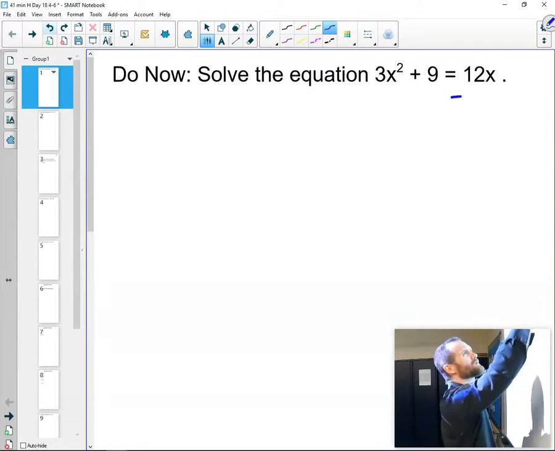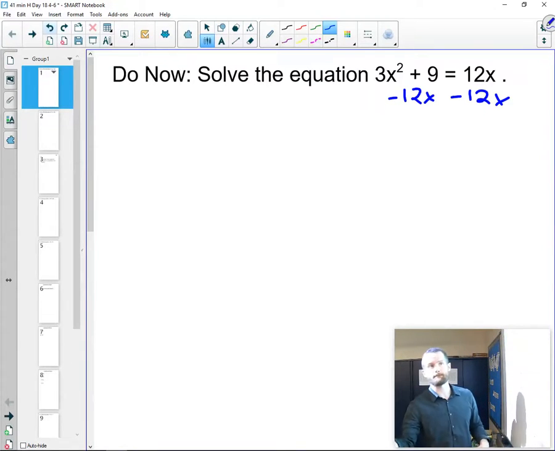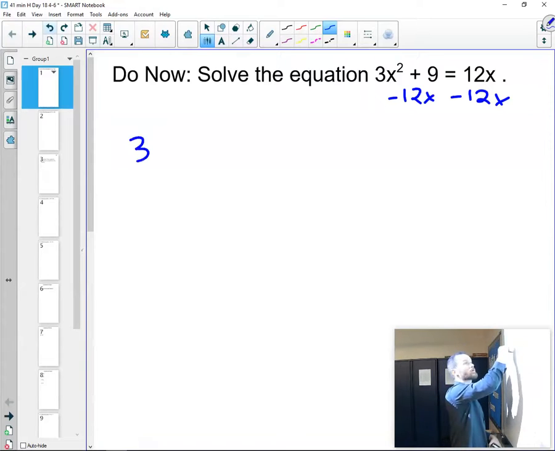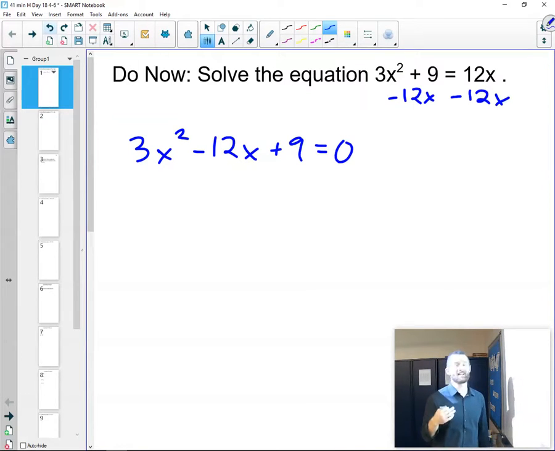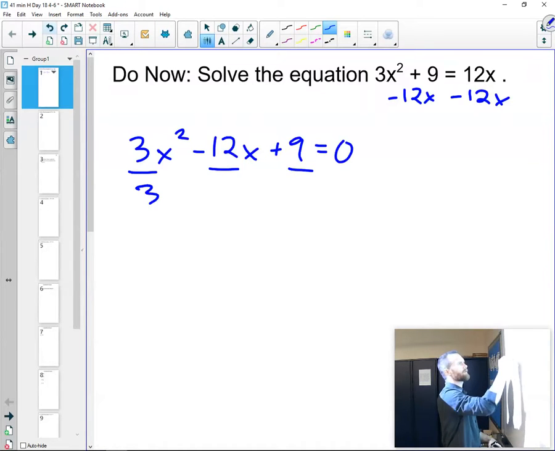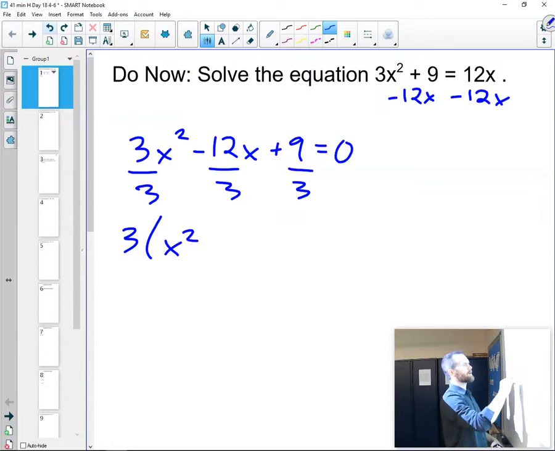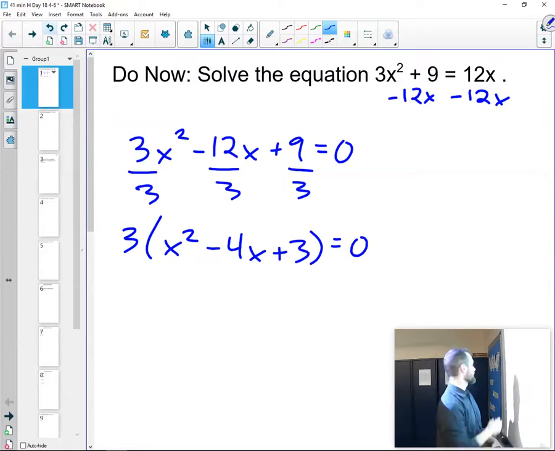Let's get into this. First thing we need to do is take away 12x from both sides. That's going to be true whether we are factoring or using the quadratic formula. So we get 3x squared minus 12x plus 9 equals 0. I'm going to show you how to factor this first because that's always what I try and do first. I always look to see if I can factor it. First thing we need to do for factoring is divide out a GCF, and there's a GCF of 3. So we can put this 3 in front, 3 times x squared minus 4x plus 3 equals 0.